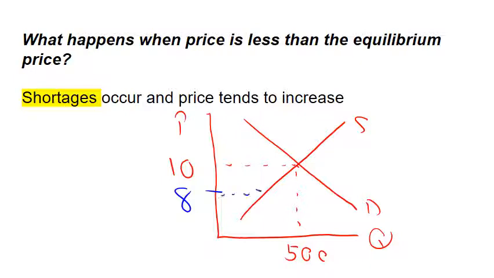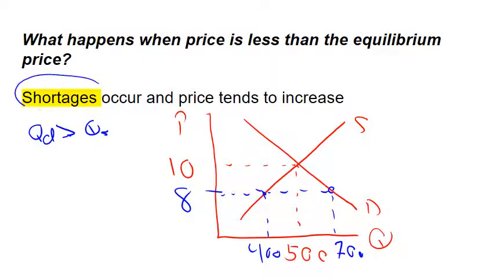Well, at that price, the quantity supplied is less than 500, maybe it's 400. The quantity demanded is greater than 500, maybe it's 700. Well, the difference between the quantity demanded and the quantity supplied: the quantity demanded is now greater than quantity supplied. When the quantity demanded is greater than quantity supplied, we say that a shortage exists.